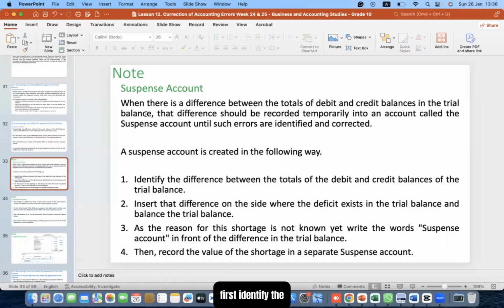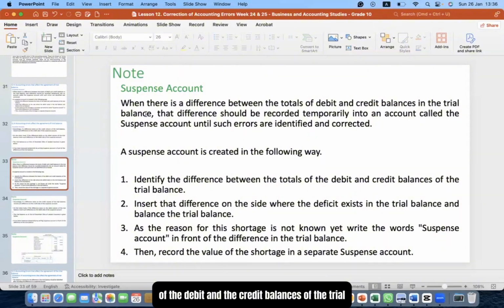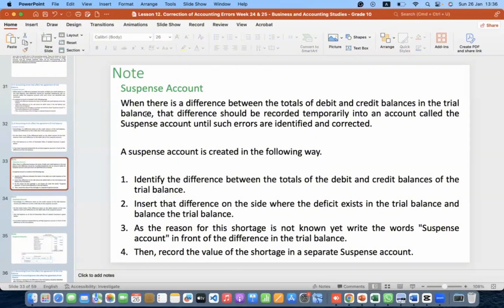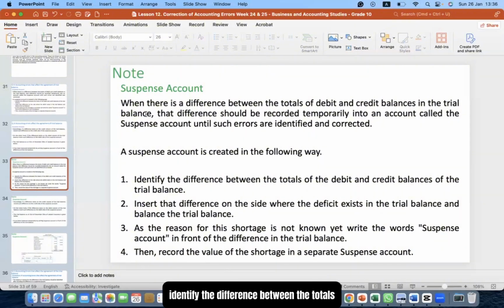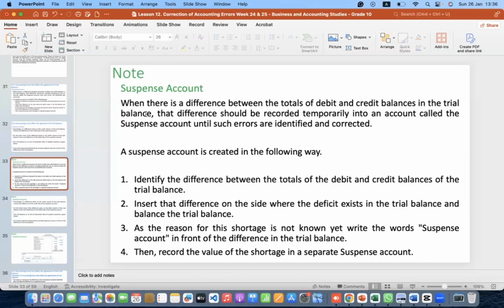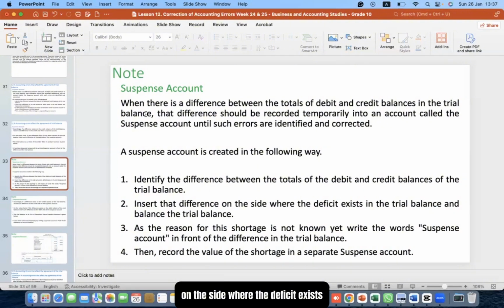First, identify the difference between the totals of the debit and the credit balances of the trial balance. That means, find the difference between the debit side and the credit side. Then insert the difference on the side where the deficit exists in the trial balance and balance the trial balance.